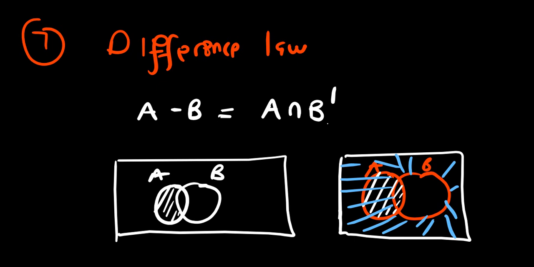Now the question I'll ask you is, what is common or what is found in both A and B complement? What is found in both? So you're able to see that what you're able to find in both is just this part. Just this part. And that part is just the part of A, and you are removing B. So that is what is called the difference laws.